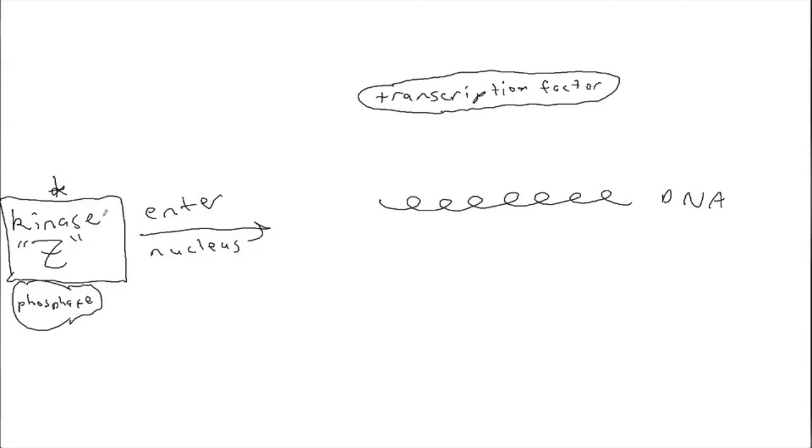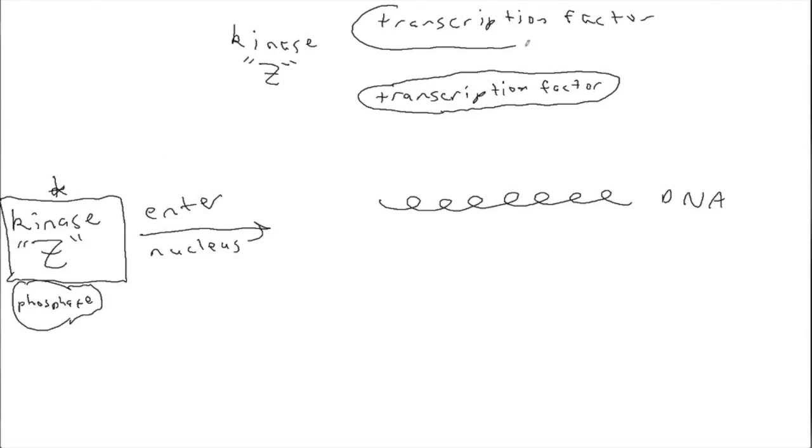So what's going to happen here is that the kinase is going to enter into the nucleus. And the kinase is going to do something to this transcription factor. What would be the logical thing for a kinase to do to a transcription factor? What do kinases do? Oh, it adds a phosphate group? Yeah, so who is this kinase going to add a phosphate to? To the transcription factor? That's right.